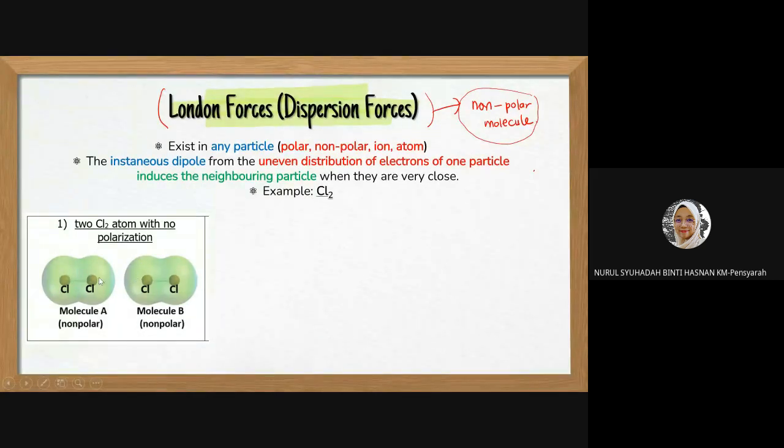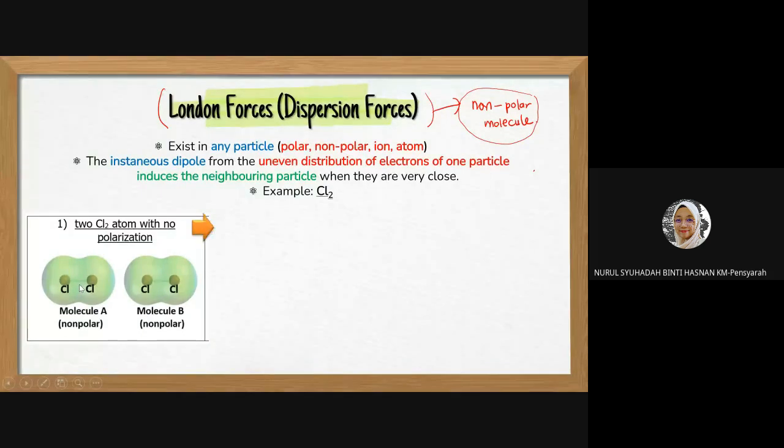Okay, so as we know, Cl2, chlorine and chlorine dekat sini disebabkan dia adalah atom yang sama, the electronegativity is the same. So, we said that Cl2 is a non-polar molecule. Okay, jadi bila non-polar molecule jumpa non-polar molecule, so asalnya dia punya electron cloud dekat sini adalah equal, sama. Okay, sebab electronegativity adalah sama. Okay, tapi awak kena ingat elektron akan sentiasa bergerak.